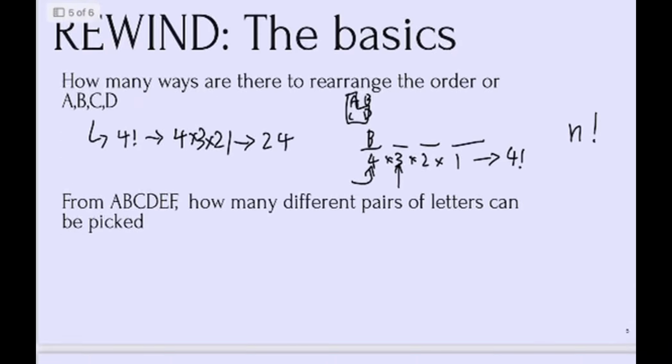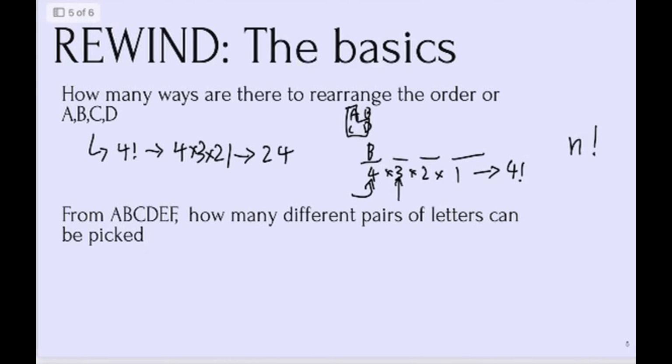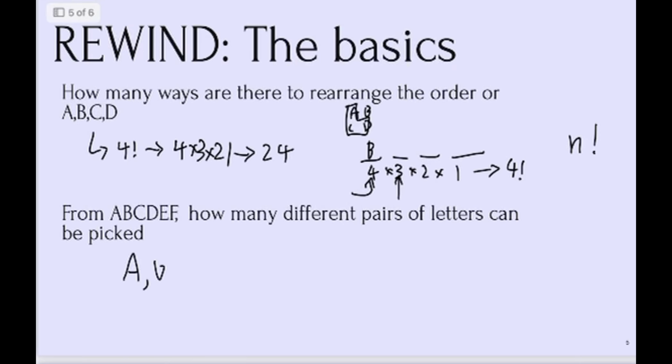And that's the case for the general assumption of n factorial. If you're unfamiliar with it, you can look at some videos about it, but these are the basics. The second rewind of the basics is slightly more difficult. How many different ways can you choose pairs of letters from A, B, C, D, E, and F? So you can have A and B as a pair, you can have B and D as a pair, E and F as a pair, and etc. There's a lot.